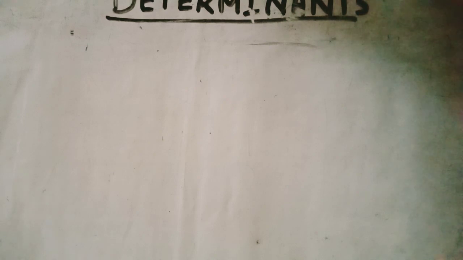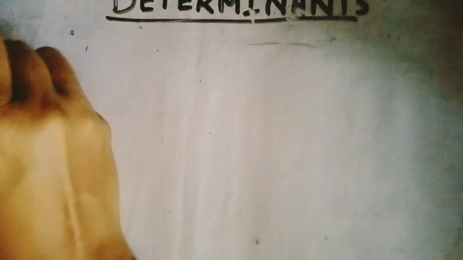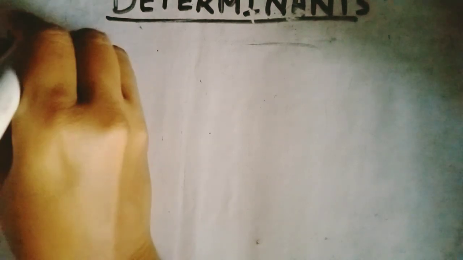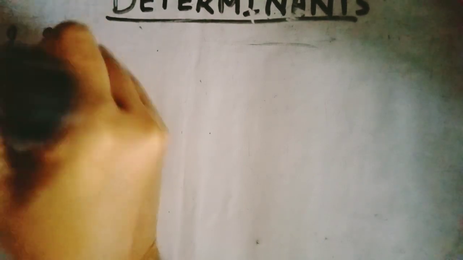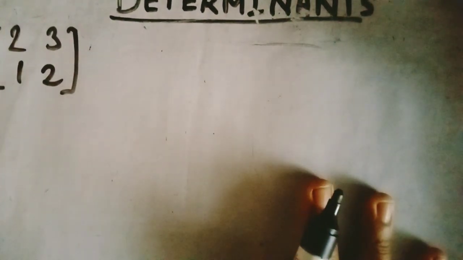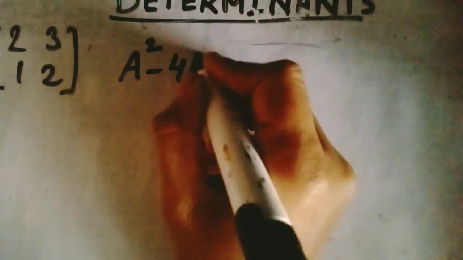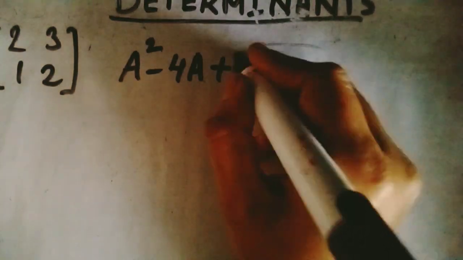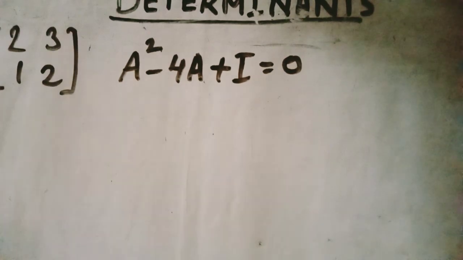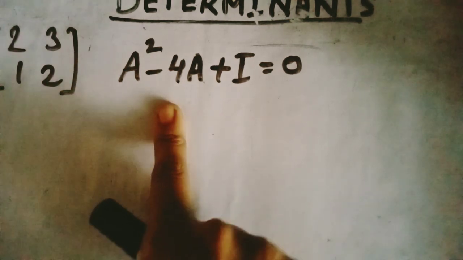Now there is one more method to find A inverse. Suppose a question is given, say your matrix is 2 3, 1 2. This is your matrix given, and it satisfies the equation A squared minus 4A plus I equal to O, where I is the 2 by 2 identity matrix and O is the 0 matrix. Now using the equation you have to find A inverse. Here they have asked to find A inverse using this equation.